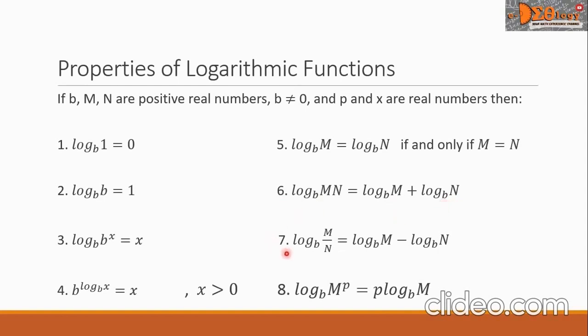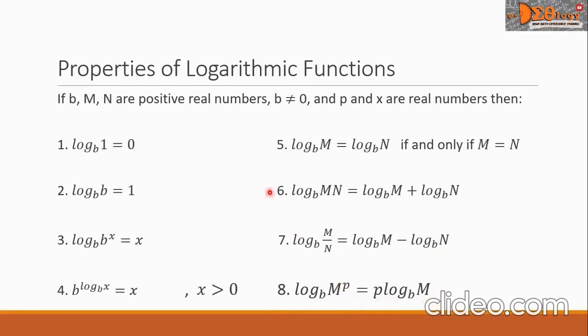Property number 7, this is the log of a quotient. When we have M over N, and we take the log of that to base b, this is equal to the log of capital M to base b minus the log of N to base b. Property number 8, the log of M raised to an exponent p to base b is equal to p, the exponent, which is now put down as a factor. So this is p times the log of M to base b.